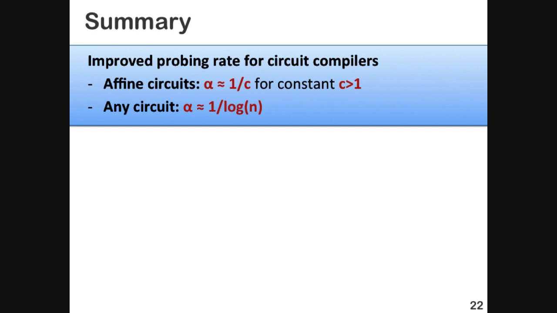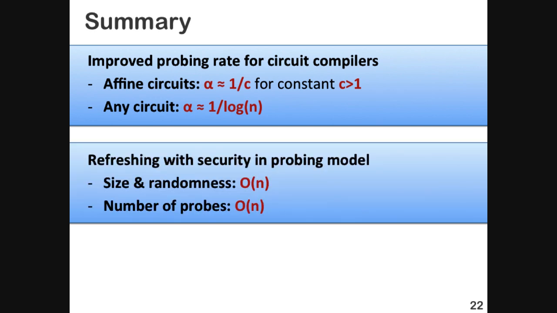to summarize, since I don't have any time anymore, I guess. For affine circuits we have security with optimal leakage rate 1 divided by C for some constant C. For any circuit we have security with 1 divided by log n leakage rate. This refreshing achieves size and randomness complexity of O(n) and tolerates a number of probes of O(n). This may be even interesting for other settings, like for composition. We usually also need refreshing to protect against certain types of attacks, so we can maybe use this to get more efficient schemes.